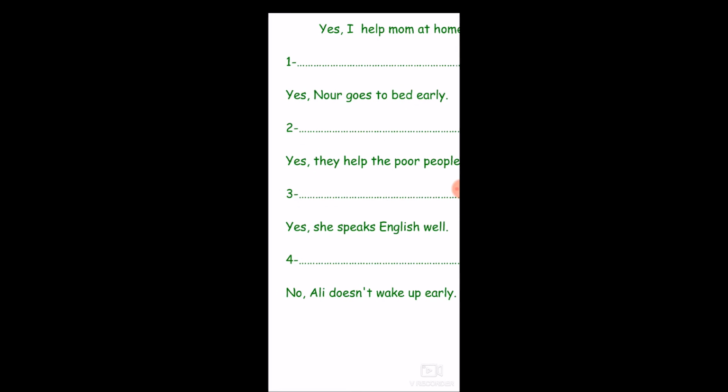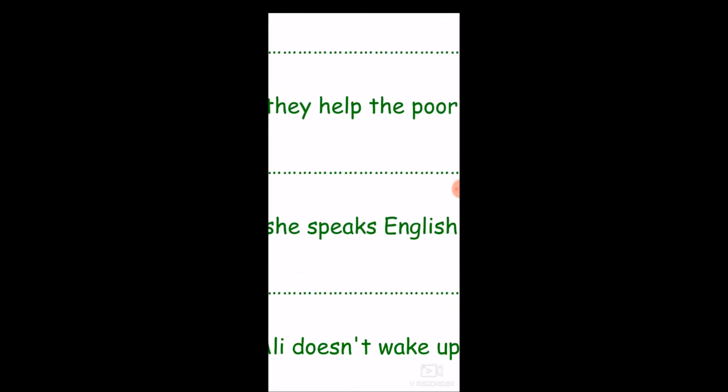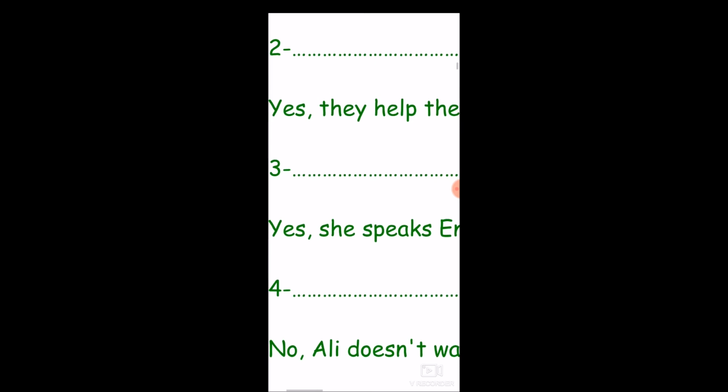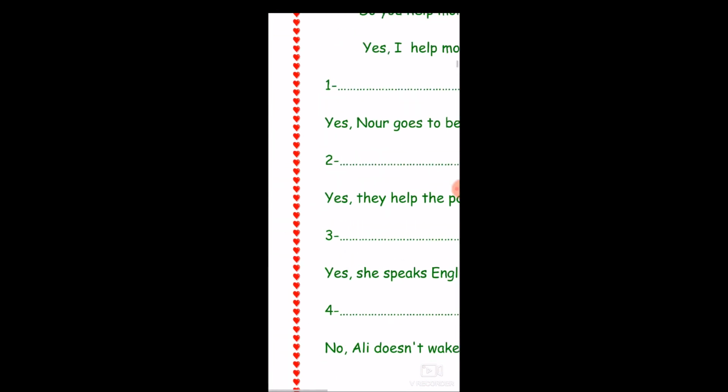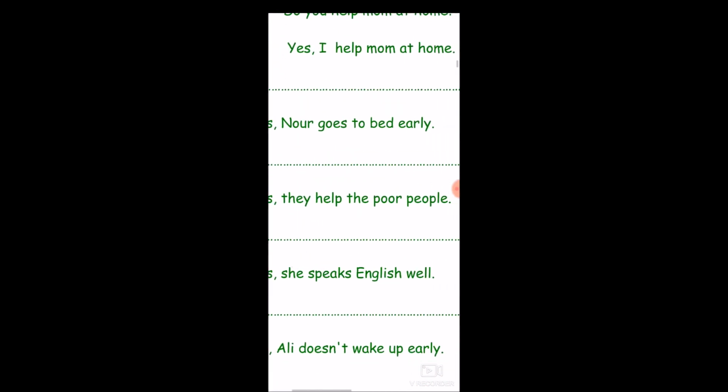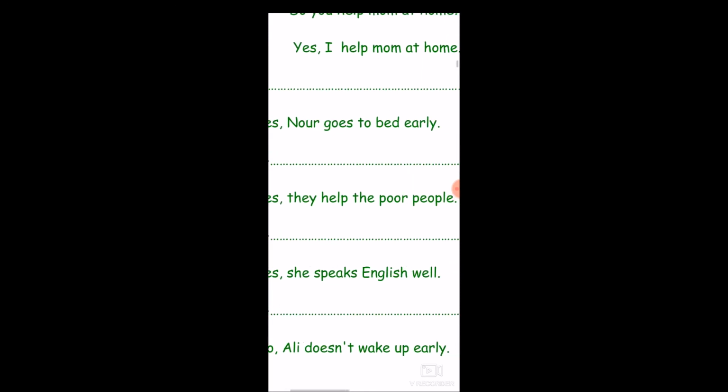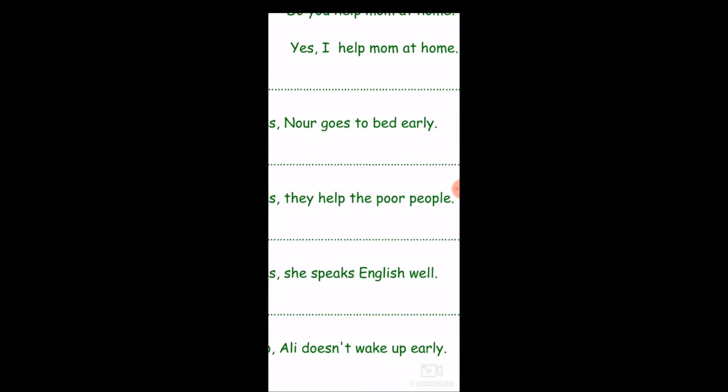Number 3. Yes, she speaks English well. Focus on the verb, speaks. Should I start with do or does? Very clever. I should start with does because I have she and speaks. So the question should be, does she speak? We should remove or drop S because we started with does. Does she speak English well?